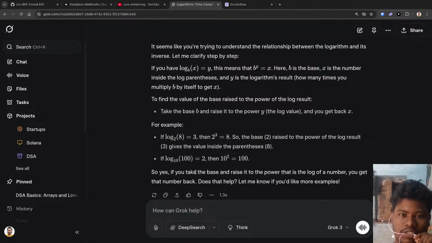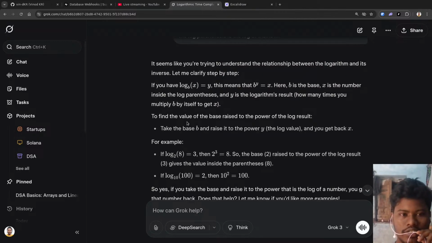Okay, so I have to read it out. It seems like you are trying to understand the relationship between the logarithm and its inverse. Let me clarify step by step. Log base b of x is equal to y. That means b to the power y is equal to x. Here b is the base, and x is the number inside the log parenthesis.